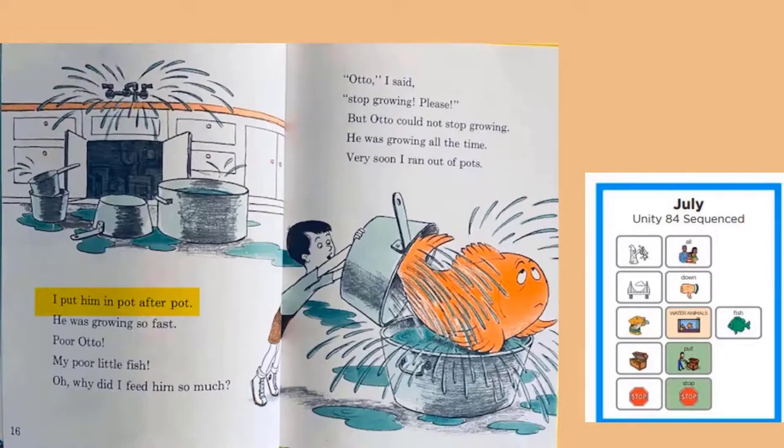I put him in pot after pot. He was growing so fast. Poor Otto, my poor little fish. Oh, why did I feed him so much? Otto, I said, stop growing, please. But Otto could not stop growing. He was growing all the time. Very soon I ran out of pots.